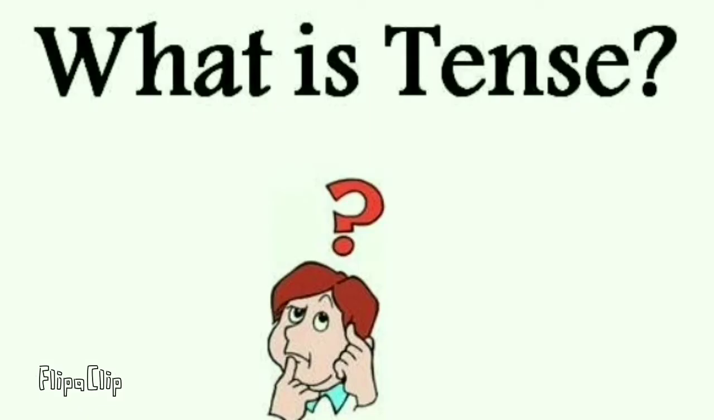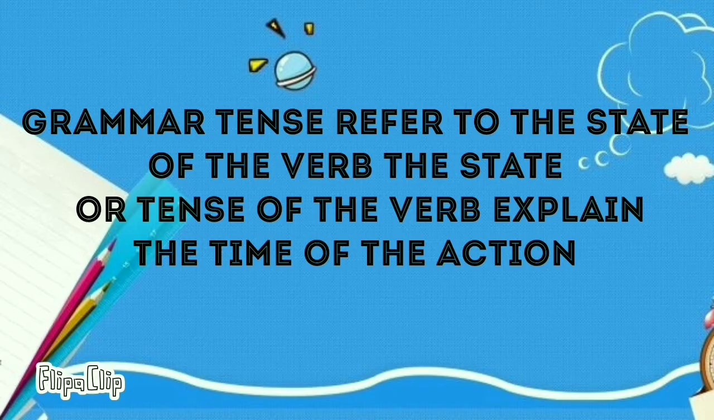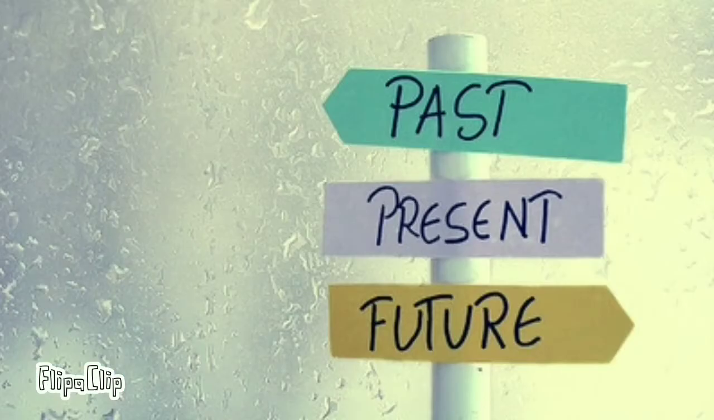Before we discuss tenses, do you know what a tense is? Grammar tense refers to the state of the verb. The state or the tense of the verb explains the time of the action. And there are three times or situations: the past, the present, and the future.